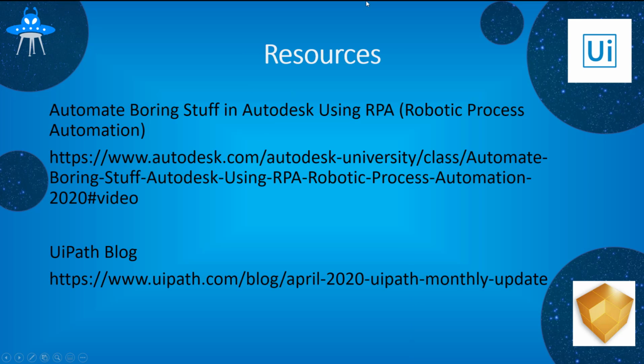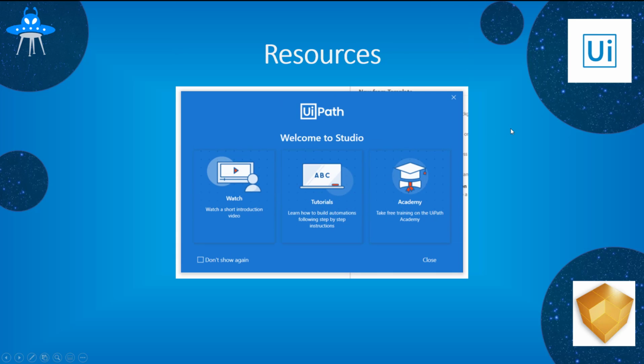So here are some of the resources. Automate boring stuff in Autodesk using RPA. This is the Autodesk University class. I definitely recommend watching this if you're interested in this kind of stuff. And then also the UiPath blog. When you actually download the tool, you can get on a trial. And when you open up the tool, you'll get this prompt saying welcome to Studio, and then it lists a few resources where you can go and learn this tool. So I definitely recommend checking those out as well.